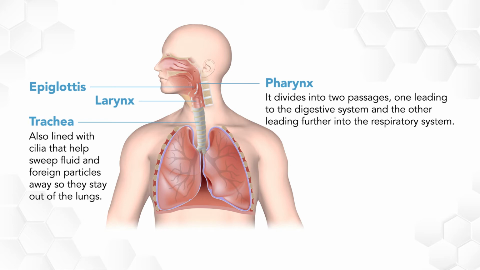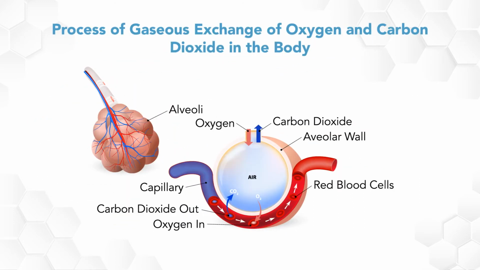When the air reaches the end of the trachea, it splits and follows the left and right bronchi into each lung, continuing on through the bronchioles and into the alveoli, where gaseous exchange occurs. So how exactly does gaseous exchange happen in the lungs?